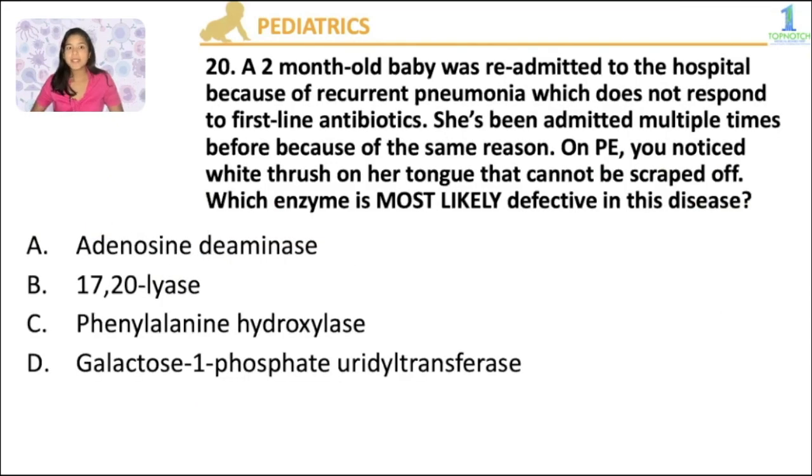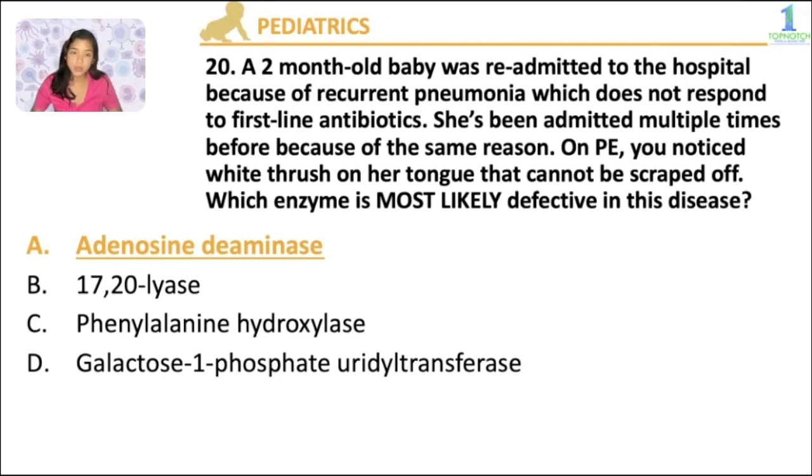Next and last question for pediatrics. A 2-month-old baby was readmitted to the hospital because of recurrent pneumonia, which does not respond to first-line antibiotics. She has been admitted multiple times before because of the same reason. On PE, you noticed white thrush on her tongue that cannot be scraped off. Which enzyme is the most likely defective in this disease? So our answer here, this patient has recurrent infections. Our answer here is letter A, adenosine deaminase, which causes SCID, or severe combined immunodeficiency, causing recurrent infections in very young patients. Let's look at the other options.